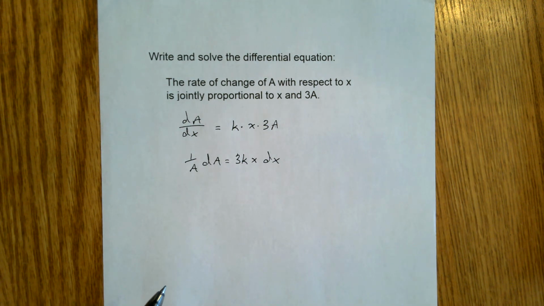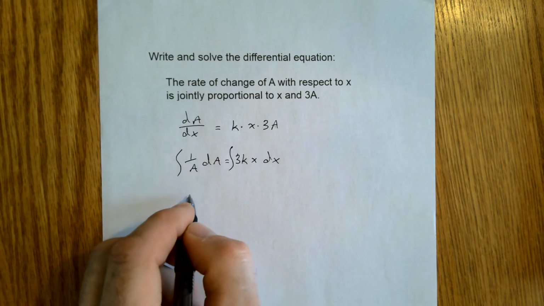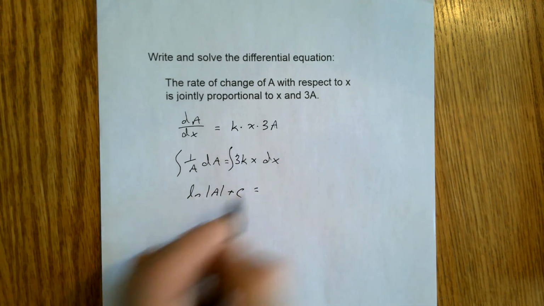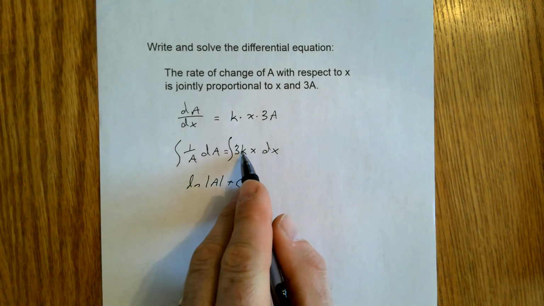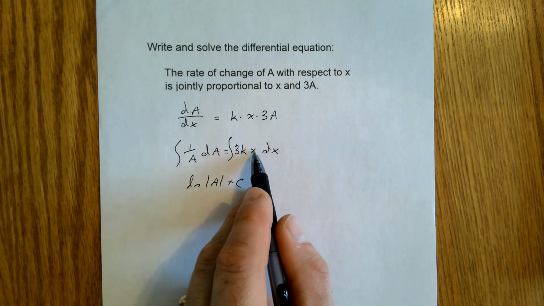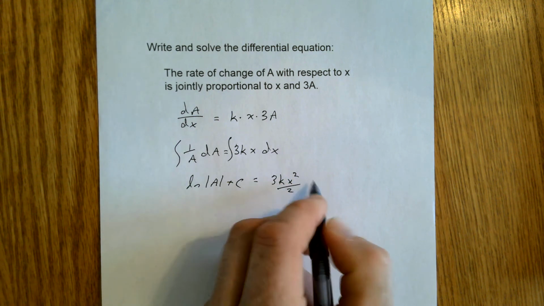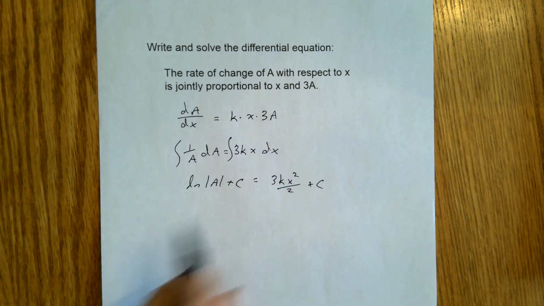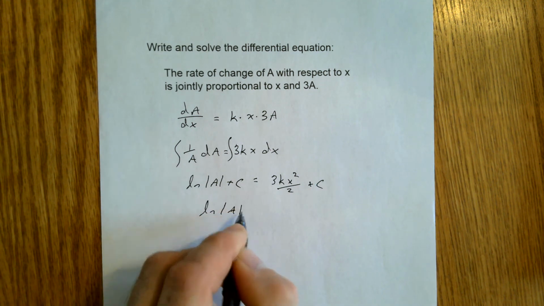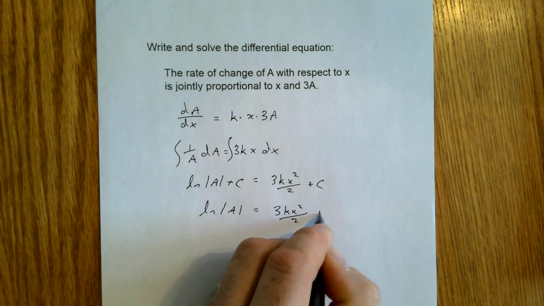So now I can integrate. The integration of 1 over a is the natural log of the absolute value of a plus c. And that's going to equal the integration of 3kx. 3 and k, those are constants, so all we do is integrate x. So we get 3kx squared over 2 plus c. Again, I can move that c over. So we get the natural log of the absolute value of a equals 3kx squared over 2 plus c.